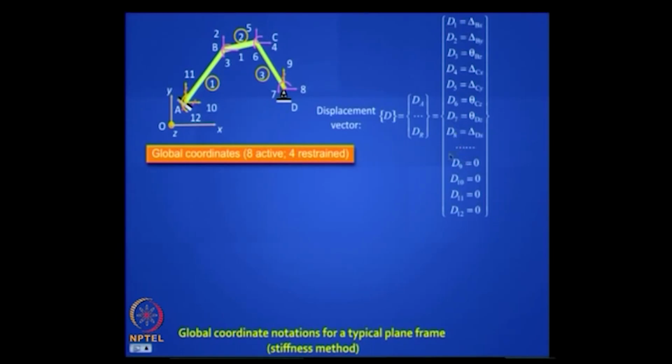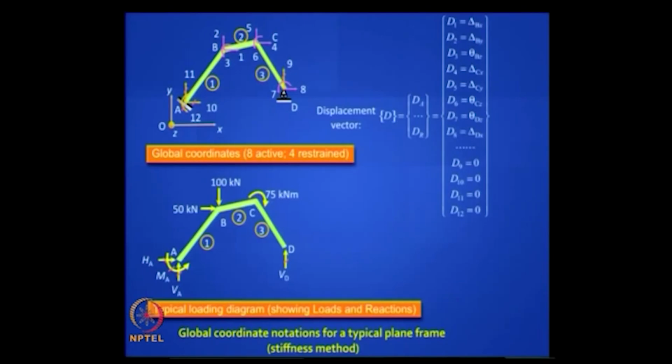Then you are left with d9, d10, d11, d12. Those are restrained degrees of freedom, and unless you include support moments, they are tacitly taken to be 0. Is it clear? Now in this problem you have 8 active degrees of freedom and 4 restrained degrees of freedom, totally 12 degrees of freedom.